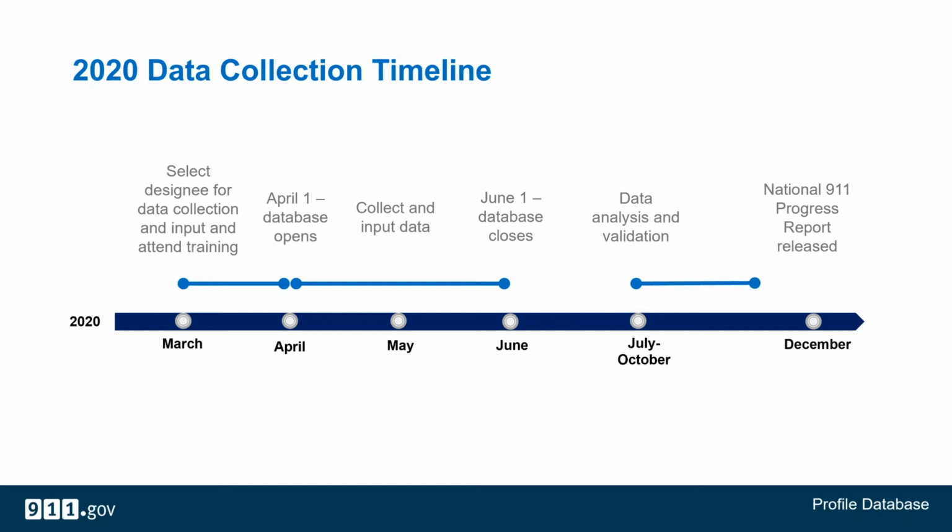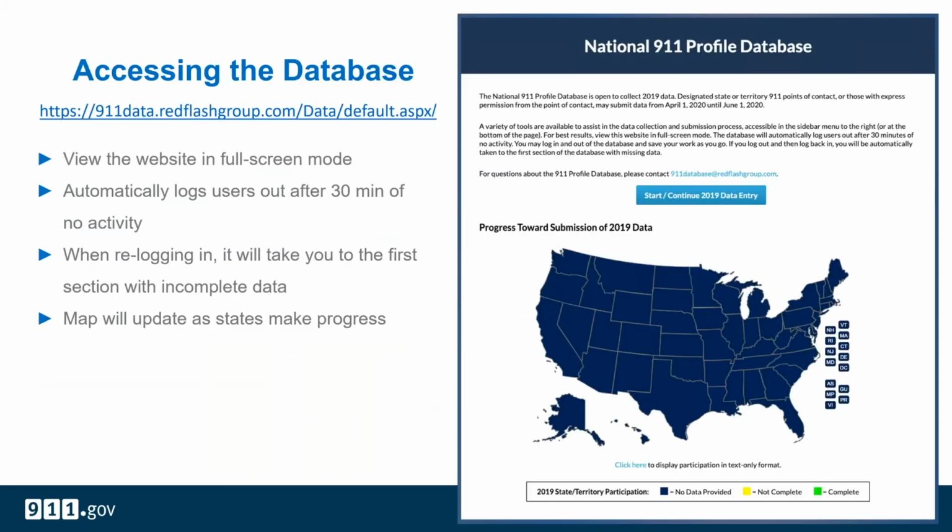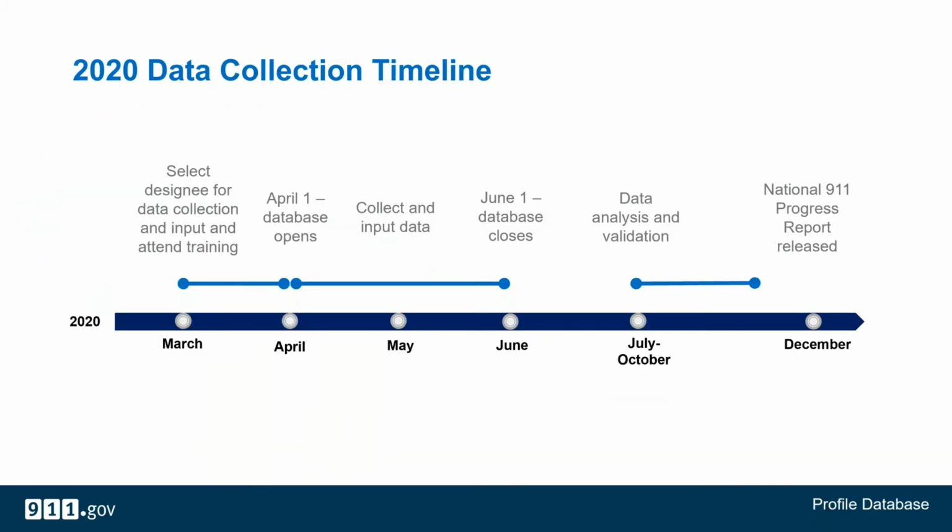After the database closes, we spend a few months analyzing and validating the data, and we might have some follow-up questions with you on specific data elements. And then in December, we publish the report. We try to keep it all in one year because this is the 2020 data collection. However, we're collecting the data from 2019. So keeping the report in 2020 kind of minimizes the confusion that way. So we think.